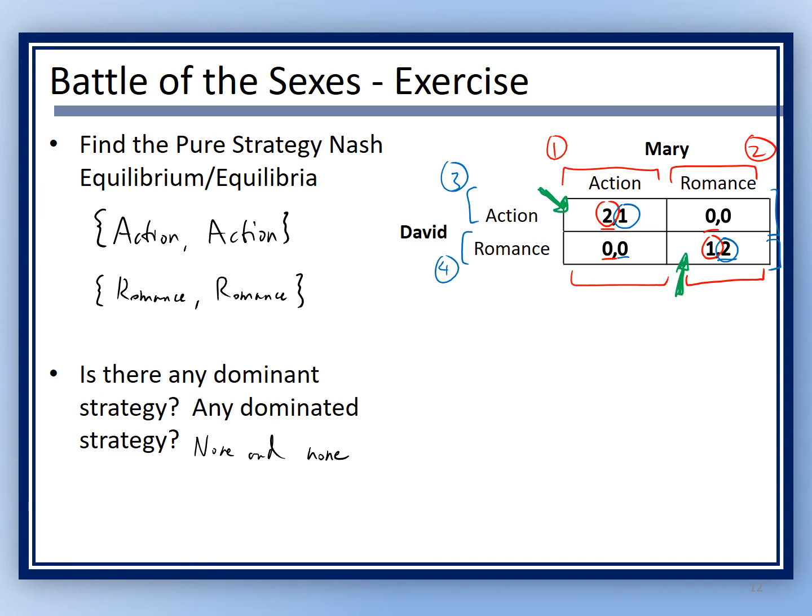This example is one that is less clear what it means in reality. What it says is that if Mary goes to the action movie, David would go to the action movie. If Mary would go to the romance movie, David would go to the romance movie, and vice versa. There are two possible outcomes. They both go to the action movie, or they both go to the romance movie.